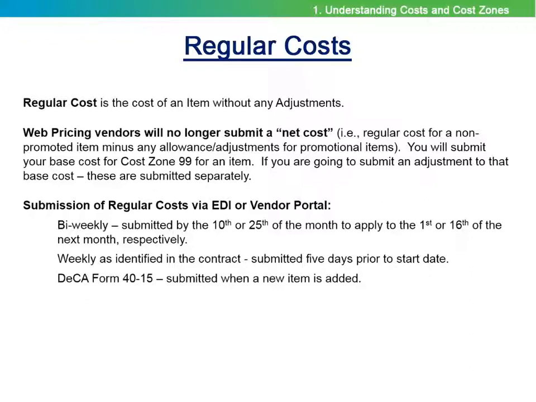Submission of regular costs via EDI or Vendor Portal. Biweekly, submitted by the 10th or the 25th of the month to apply to the 1st or 16th of the next month, respectively. Weekly, as identified in the contract, submitted 5 days prior to the start date. DECA Form 4015, submitted when a new item is added.